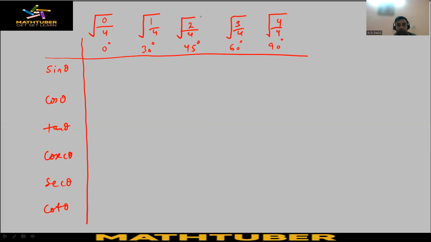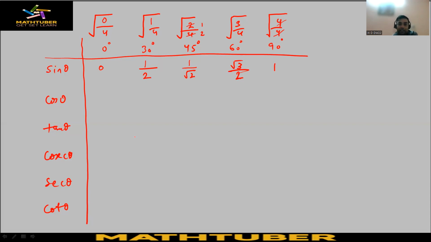sine theta actually. So 0 upon 4 is 0 and root of 0 becomes 0 here. So sine 0 degree is 0. Then root 1 is 1 and root 4 is 2. Then this 2 will be cancelled with this 4. So you will get 1 by 2 here. Root 1 is 1 and root 2 is root 2 only. Then root 3 upon 2, square root of 4 is 2. 4 and 4 will cancel out each other and root 1 is 1 only, right?